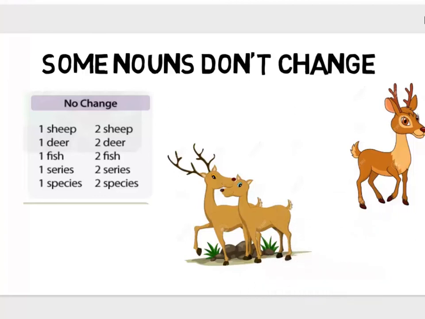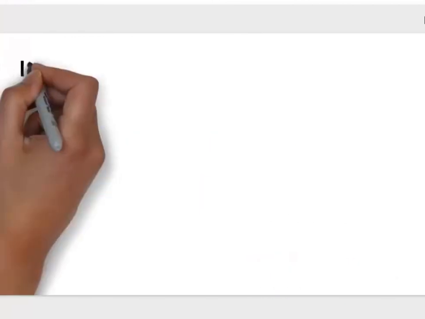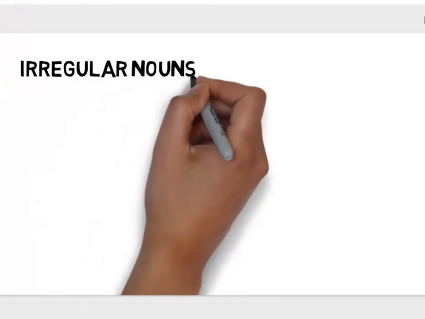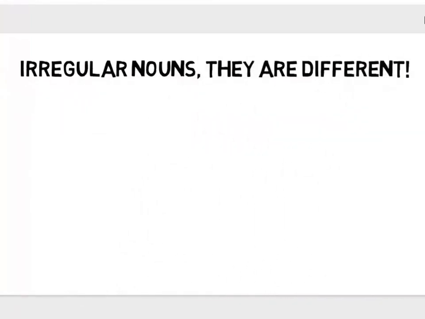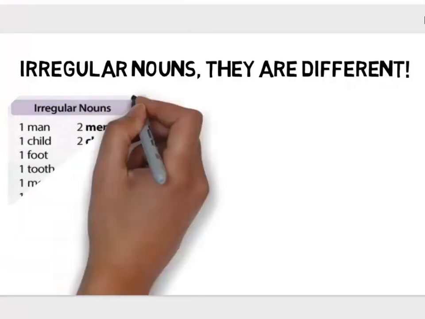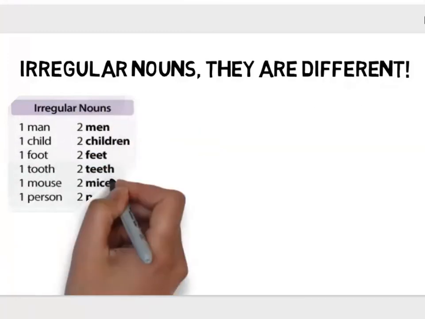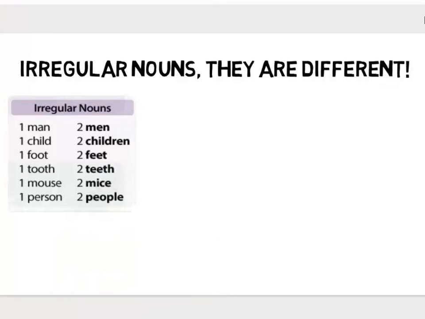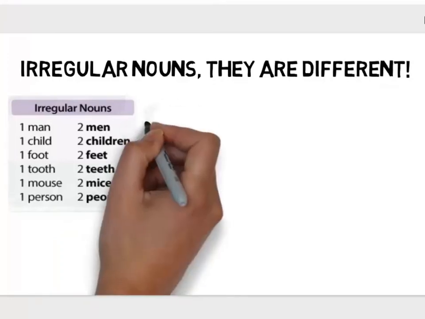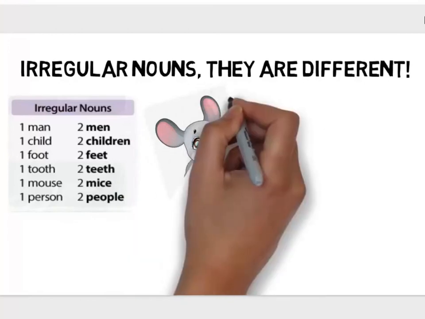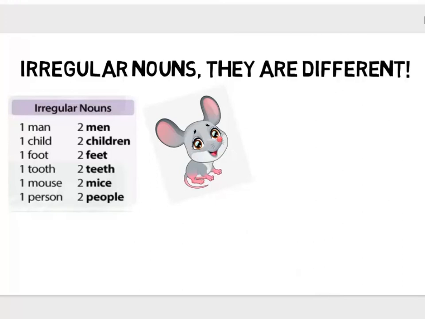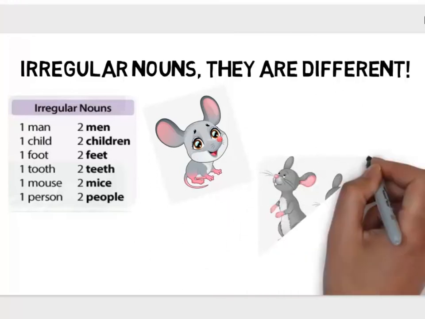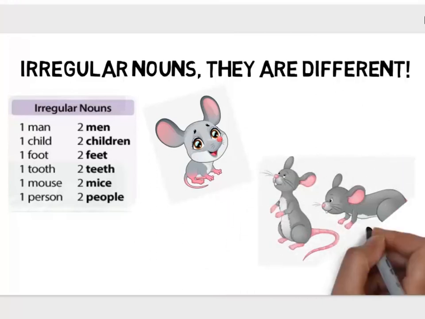For irregular nouns, follow no specific rules. They are different. 1 man, 2 men. 1 child, 2 children. 1 foot, 2 feet. 1 tooth, 2 teeth. 1 mouse, 2 mice.